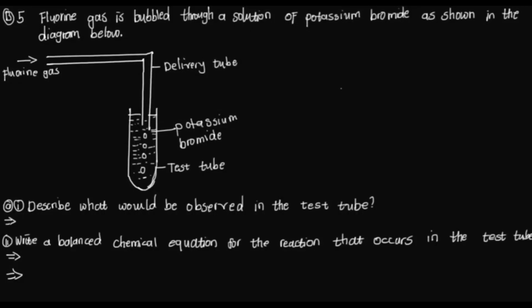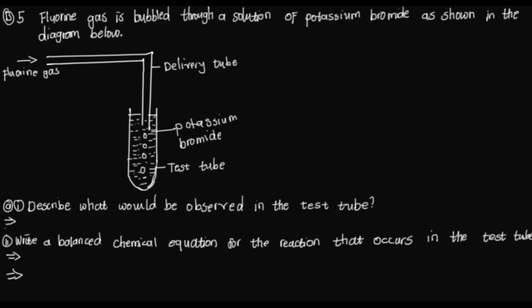In this lesson, we are going to continue with the revision of Science Paper 2 for 2021 GCE. Now here, we have a question 5. Fluorine gas is bubbled through a solution of potassium bromide as shown in the diagram below. So this diagram is giving us a picture of how fluorine gas was bubbled through a solution of potassium bromide.